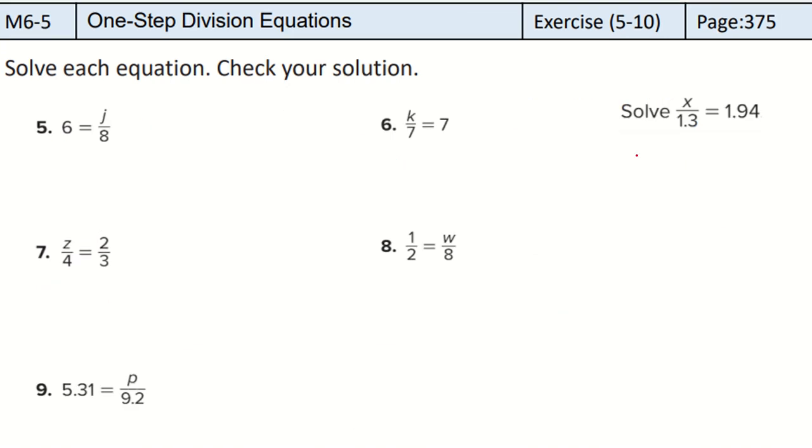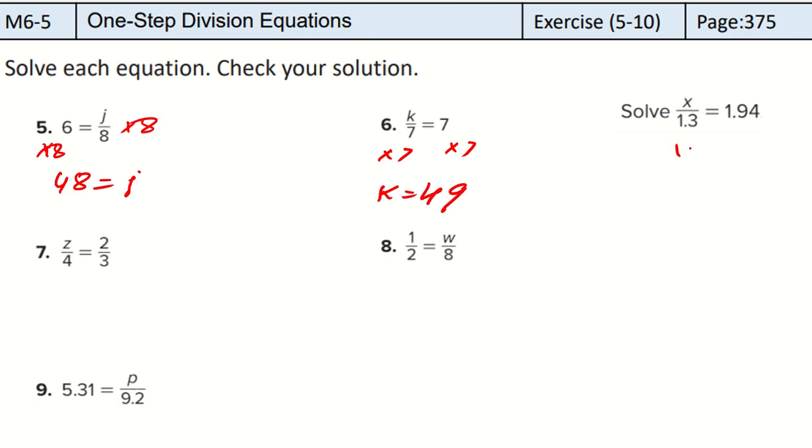Now another type of equations. So it is 6 is equal to j divided by 8. So multiply by 8 on both sides. So 6 multiply by 8 is 48, equal to j. This is the answer. Here multiply by 7, multiply by 7. So k is equal to 7 multiply 7, 49.